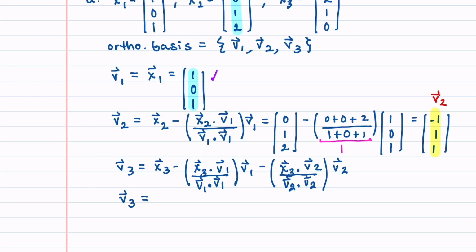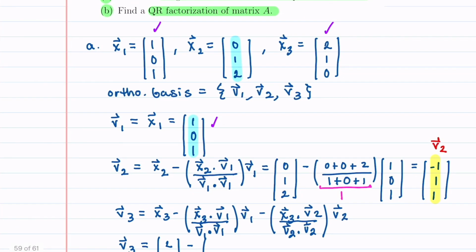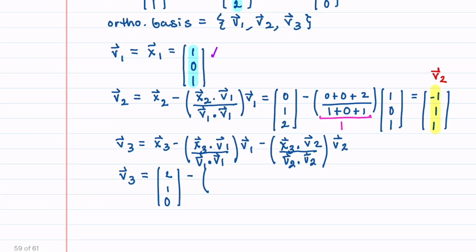v3 is going to be x3, which up above is 2, 1, 0, minus x3 dotted with v1. So that's going to be these purple vectors up here, x3 dotted with v1, which is just x1. So we're going to pick up a 2 plus a 0 plus a 0. We'll write that down as 2 plus 0 plus 0, all divided by v1 dotted with itself. That's this other purple vector, and that's going to be 1 plus 0 plus 1, and that multiplies v1, which is 1, 0, 1.